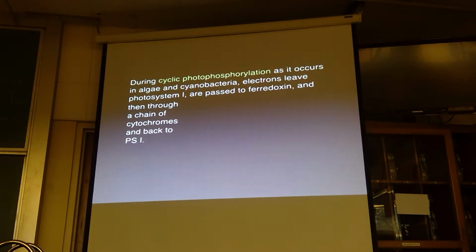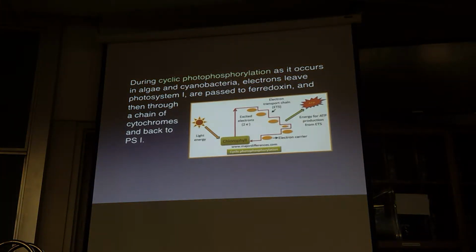Now, if algae and cyanobacteria run a cyclic photophosphorylation, which they can do, then the electrons that pass from photosystem 1 go to ferredoxin, go through a cytochrome chain, and then come back to photosystem 1. This is an alternate form of photophosphorylation that these organisms can run.